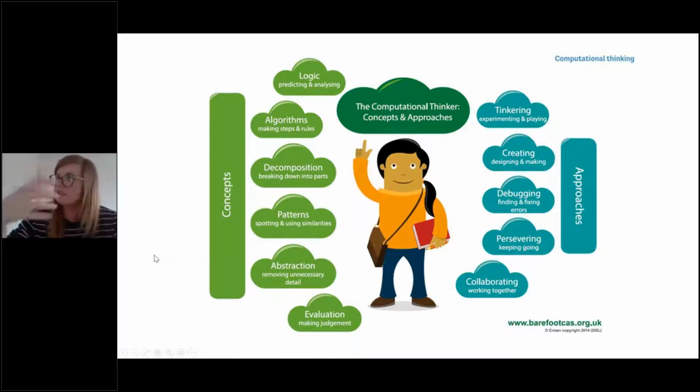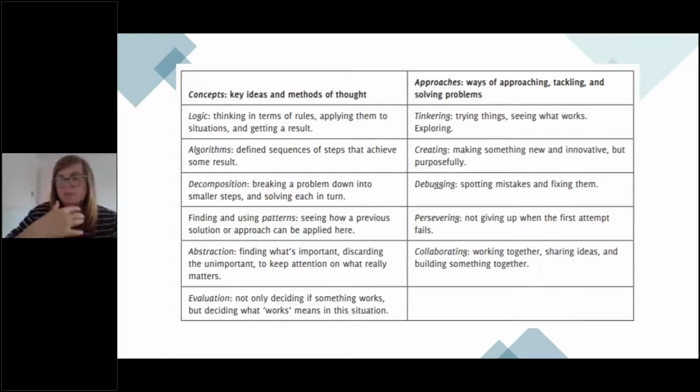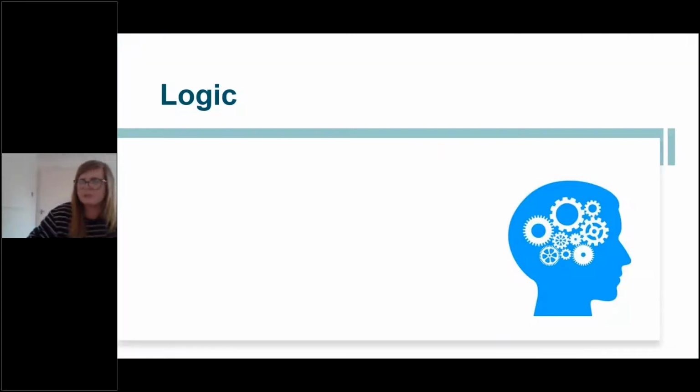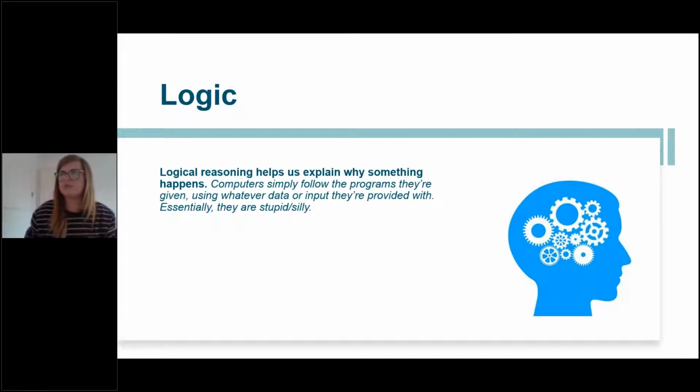So on the slide you'll get an overview of the concepts and the approaches, but I'm just going to go through the concepts one by one, just to make them seem less daunting or less scary, because a lot of this you'll be doing anyway. When we talk about logic, children need to have an understanding, and logic is mentioned in both the Key Stage 1 and Key Stage 2 curriculum, just as why we're doing something or why something happens. Computers will follow programs. I always teach the children that computers are silly or stupid. They'll only do what you tell them to do, so they need to be logical in their thinking.